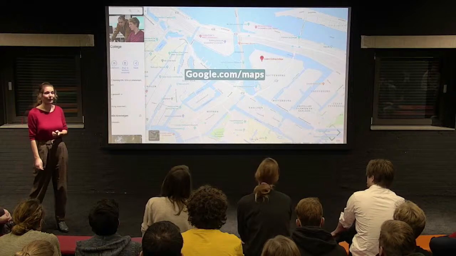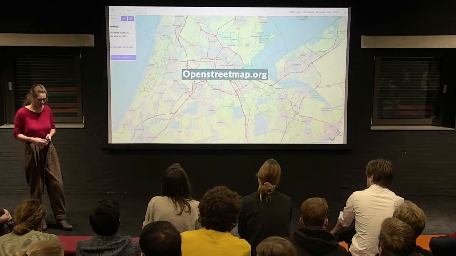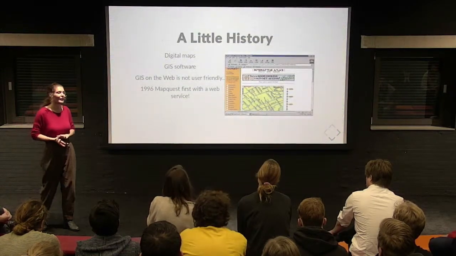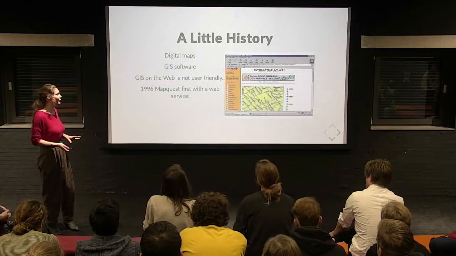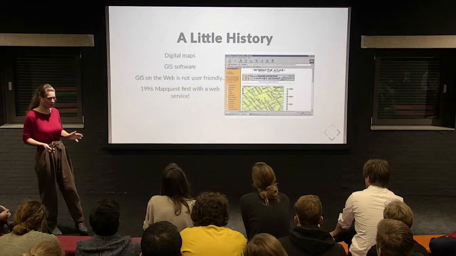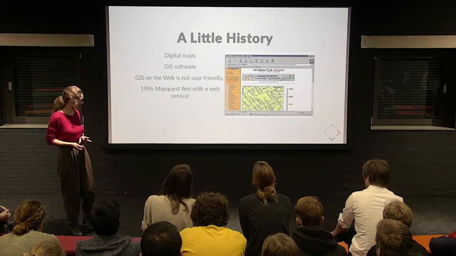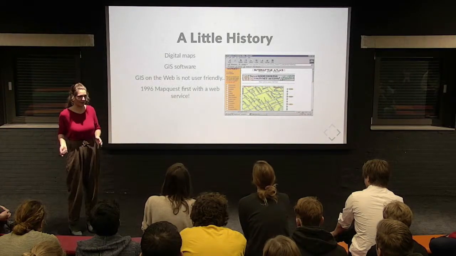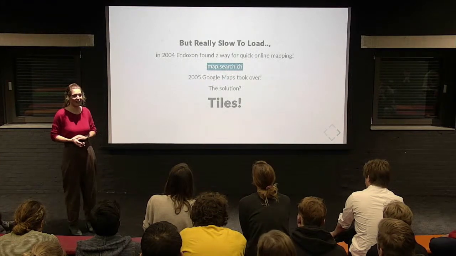So I'm going to talk about the way Google Maps makes maps, or OpenStreetMap, and how this actually works. And I'm going to go back a little bit in history. Before we had maps on the web, we did have GIS software on computers, so digital maps. The first time that they tried to put a map on the internet was in 1996, and what they did was just put a really big image of the map online. This was really, really slow and not user-friendly at all.